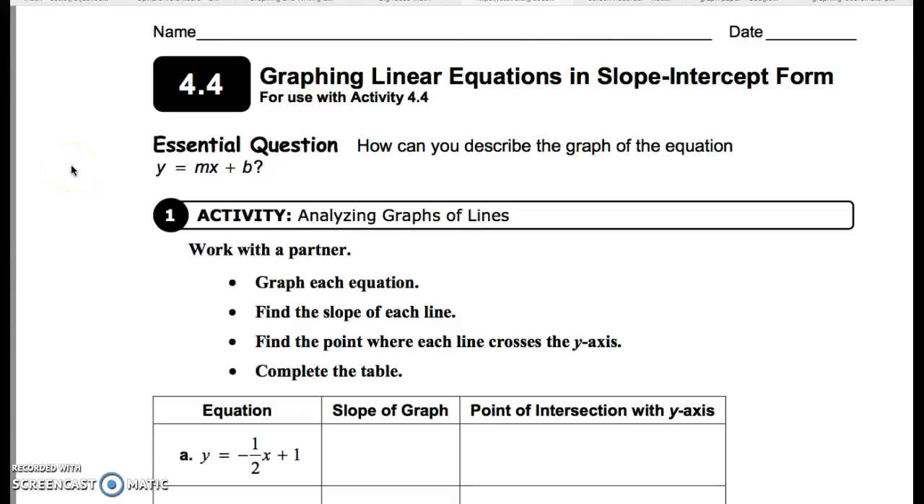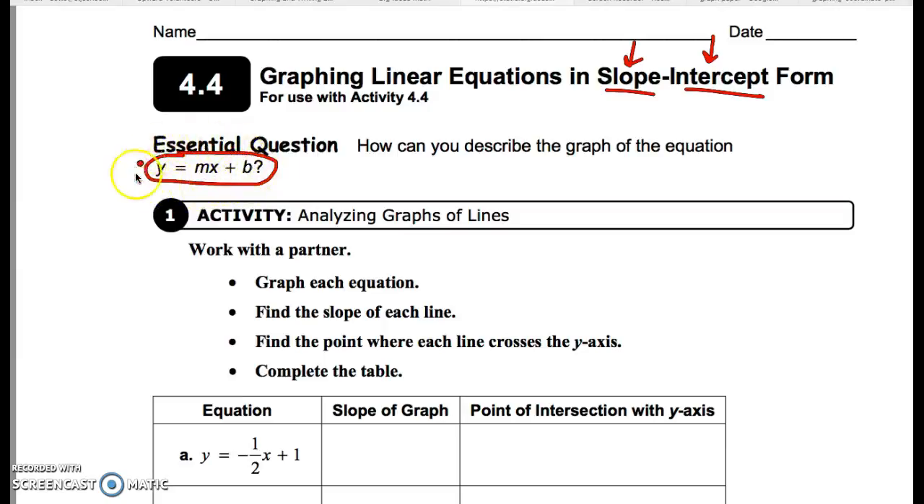Okay, for this video, we're going to be looking at graphing linear equations that are in slope-intercept form. If you look at the name, slope-intercept form, the way the equation is set up gives you the slope, and it gives you what's called the y-intercept. The way this looks is y equals mx plus b.